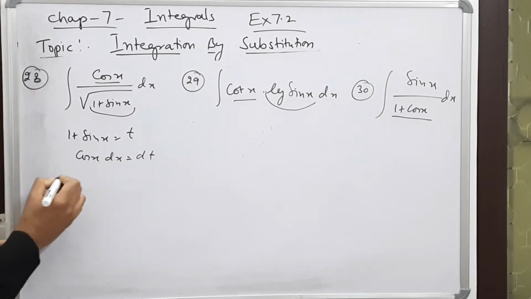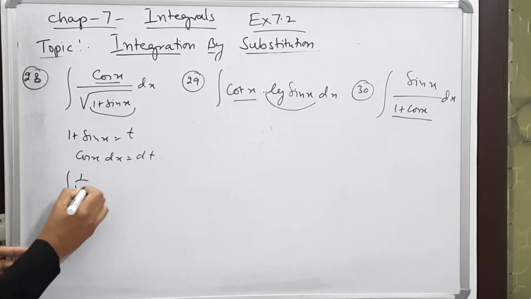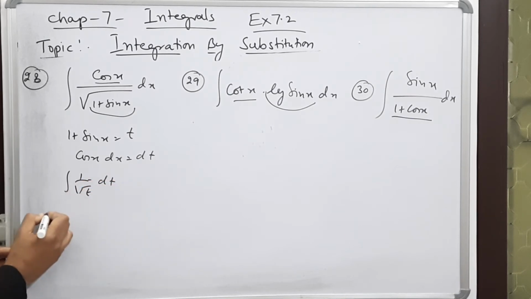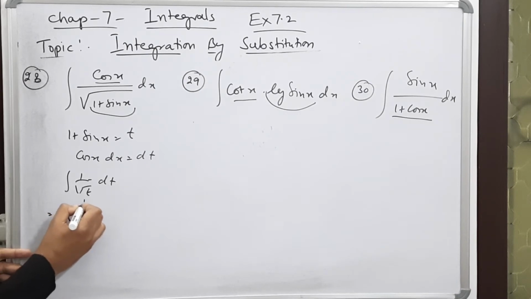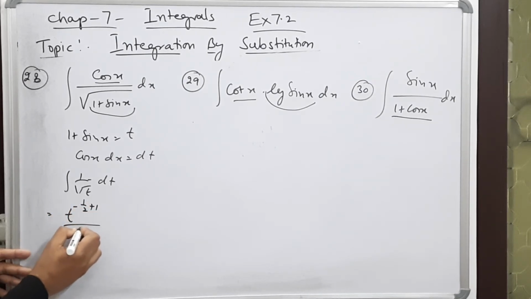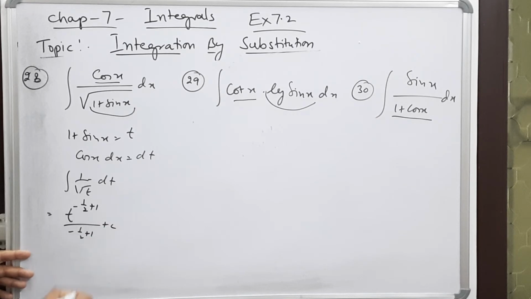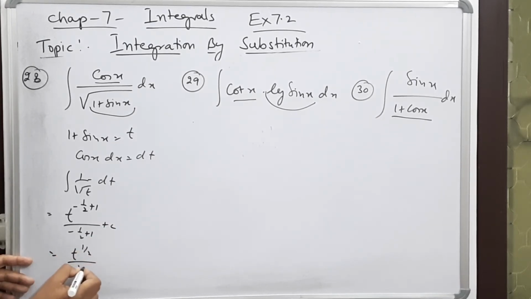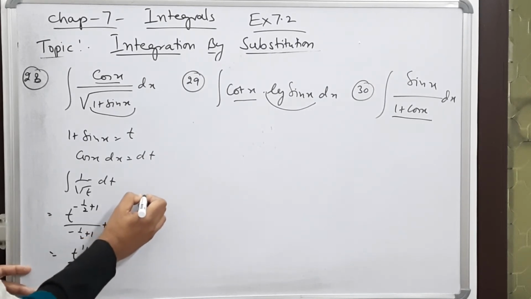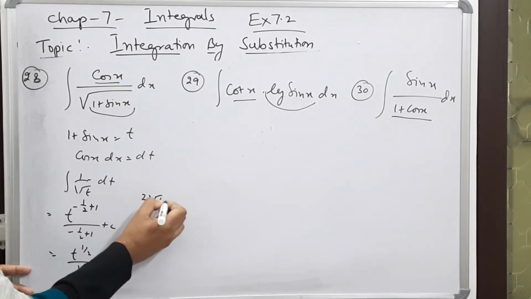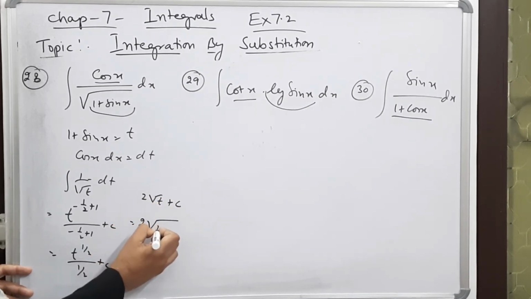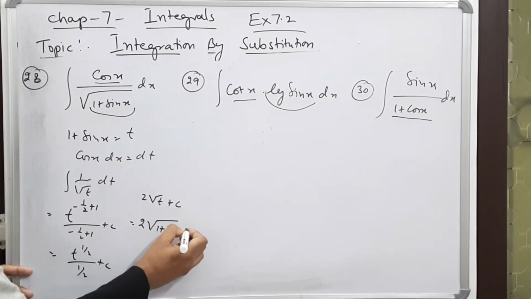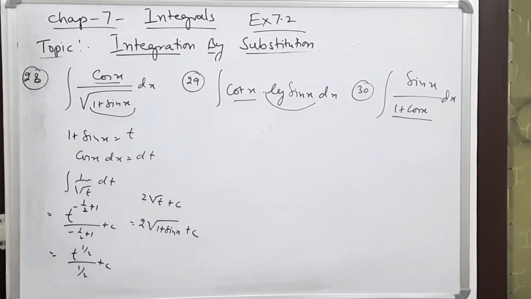So this sum will take the form 1 upon root t dt. And the integration will be t power (minus 1 by 2 plus 1) upon (minus 1 by 2 plus 1). So the final answer is t power half upon half, or it is 2 root t plus c. So 2 root of (1 plus sin x) plus c. So you see this part now.